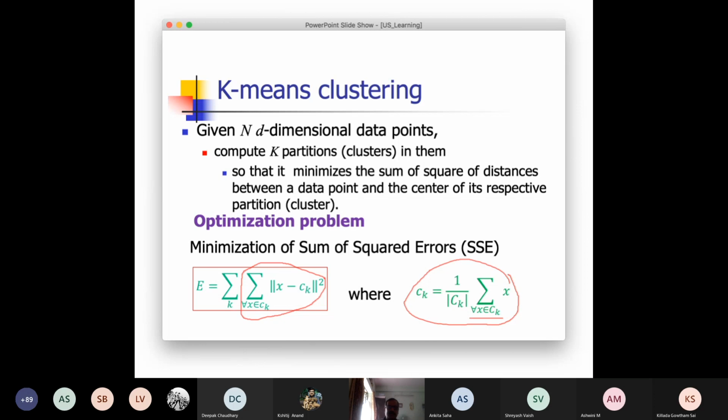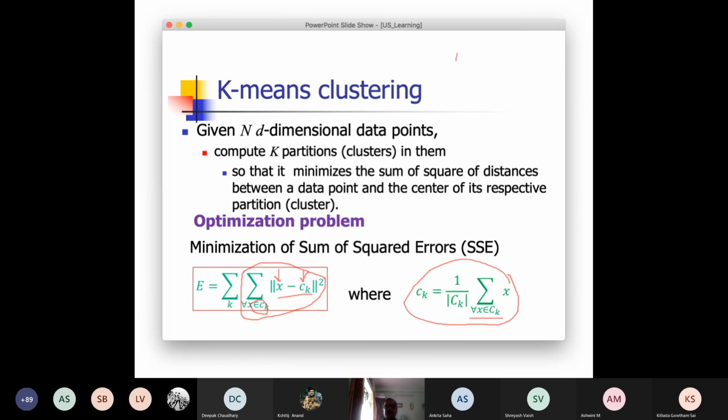You see that expression. You are taking the sum of squares between the data point which belongs to a partition and that partition. Let's say it belongs to the kth partition, so you have to take only a small k here. You should understand the big K is for the number of clusters.